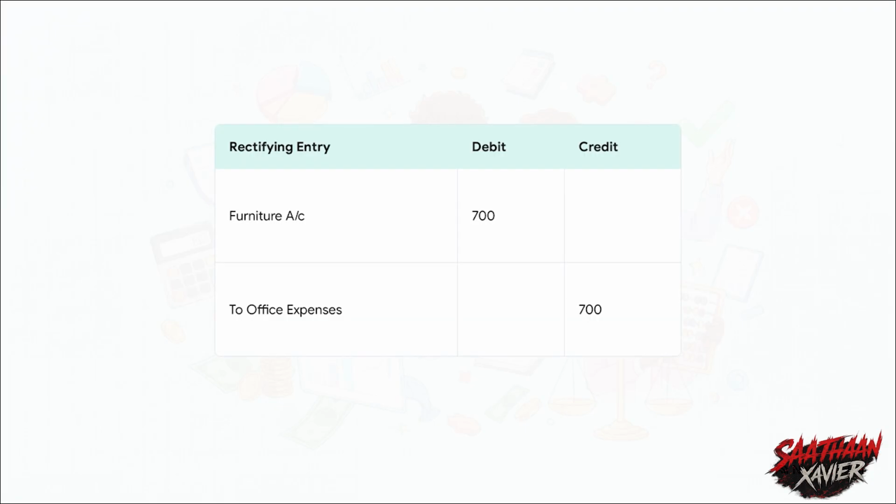Well, we debit the furniture account for $700. That brings the asset to life on our balance sheet, right where it belongs. Then we credit the office expenses account for $700. Since expenses normally have a debit balance, crediting it acts as a subtraction. That effectively kills the mistake and pulls that $700 right out of expenses. And just like that, balance is perfectly restored without a single eraser mark.